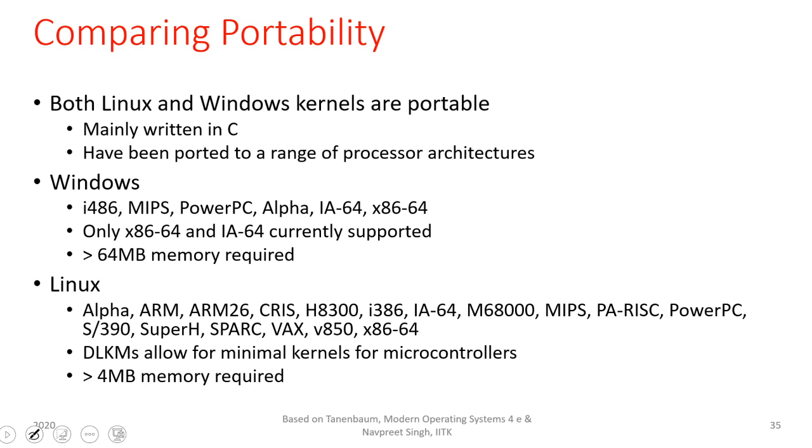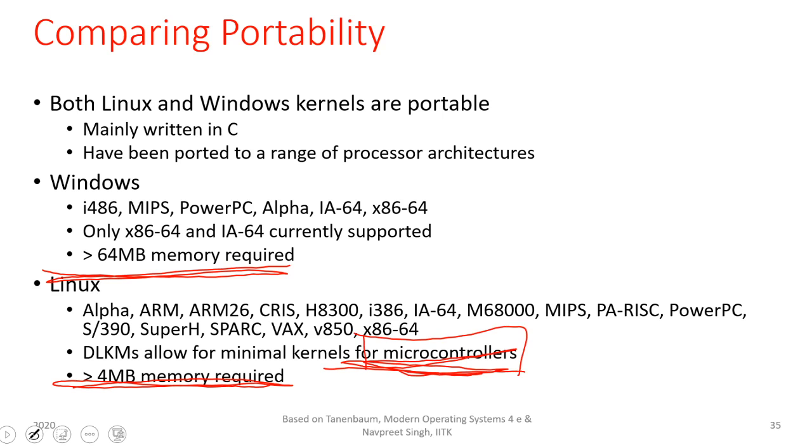And even in terms of how they are created, they are largely written in the C programming language, and they are portable in that they can run on many different processor architectures. But one of the differences that you may see in the Linux kernel particularly is that it can be much smaller compared to the Windows kernel in terms of memory requirements. So for that reason, Linux may be found in many microcontroller applications as well, compared to Windows operating systems.